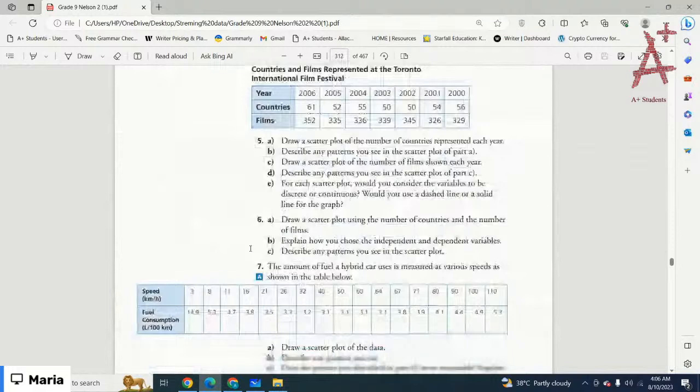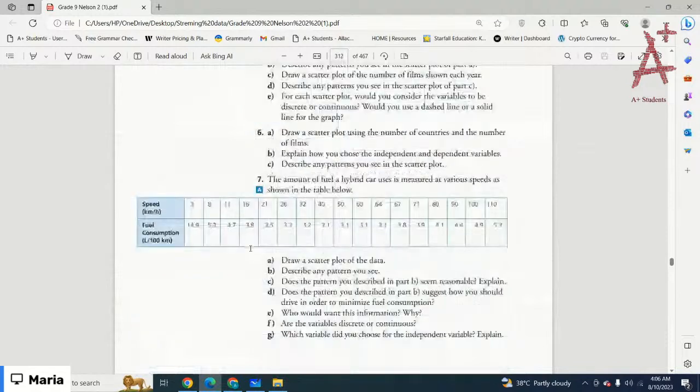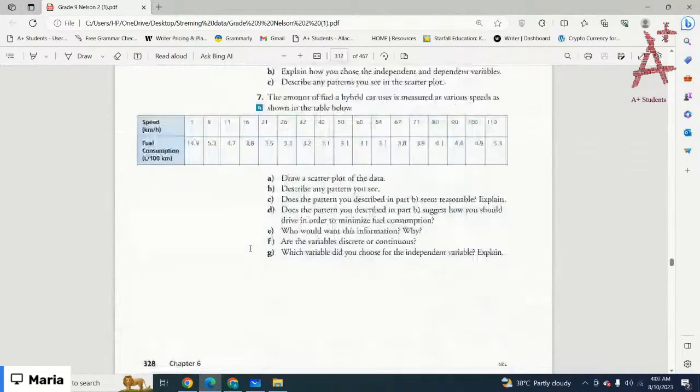Okay, let's just start with question number 7. The amount of fuel a hybrid car uses is measured at various speeds as shown in the table below. Draw a scatter plot of the data. Describe any pattern you see. Does the pattern you see in part B seem reasonable?